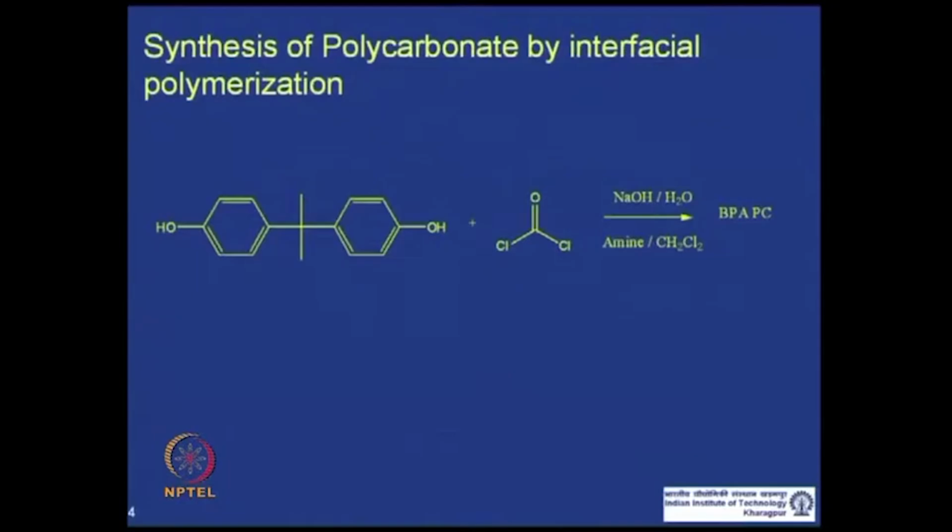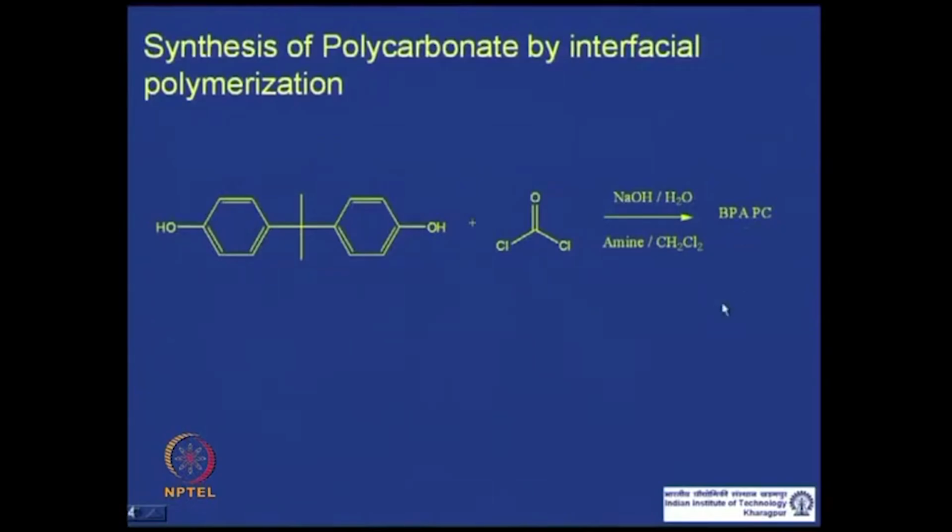In interfacial polymerization, reactions happen at the interface between two liquid phases. Two monomers are taken in two different liquid phases and the reaction happens at the interface. For example, the majority of polycarbonates are synthesized by this interfacial polymerization. Bisphenol A is the monomer, and this is phosgene. Bisphenol A is taken in aqueous sodium hydroxide solution and phosgene is passed through an organic solvent, in this case methylene chloride, forming BPA polycarbonate.